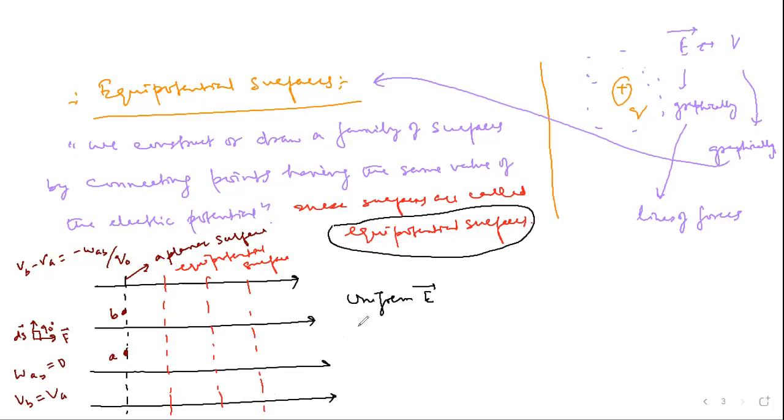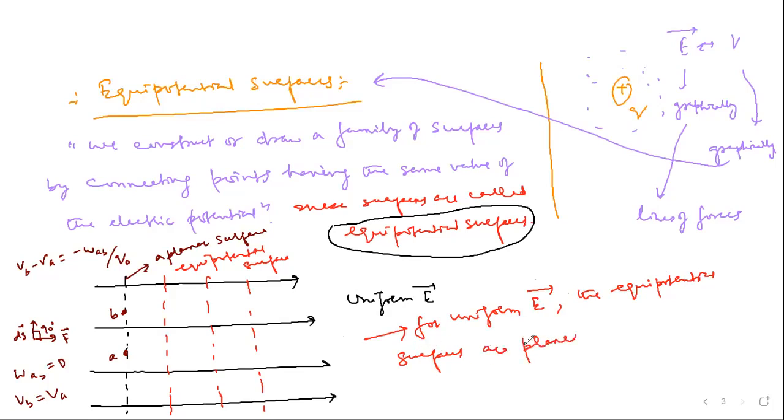So conclusion is, for uniform electric field, the equipotential surfaces are planes equally spaced, right? You know, the strength of the field in case of electric lines of force is represented by density of lines. Same is true with equipotential surface.